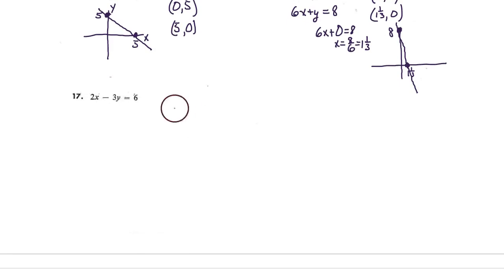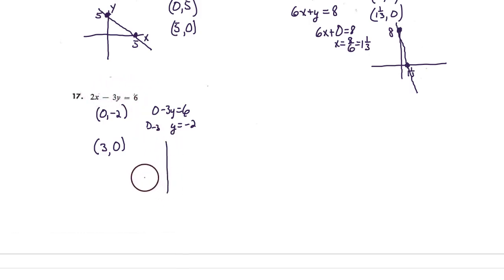Number 17 is in standard form. We could use intercepts method again. When x is 0, y is -2. Because 2 times 0 makes 0, and then we would have minus 3y is equal to 6. Divide both sides by -3 to get y alone, and you get -2. Now let's get our x-intercept. What does x equal when y is 0? Well, x would have to be 3, because 2 times 3 minus 0 equals 6.